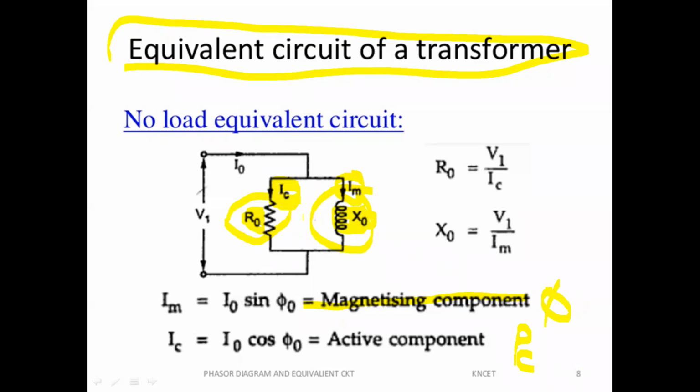So that's why there are these two components. This is the active component, and this is the reactive component. The reactive component is multiplied with sin theta, and the active component is multiplied with cos theta. The total primary current is the sum of the two currents. So this is the I0 value. This I0 value equals Ic, the core loss component or active component of current, and Im, the magnetizing component, as a vector sum, because these are AC components: Ic plus Im. So this is the no load equivalent circuit of the transformer.